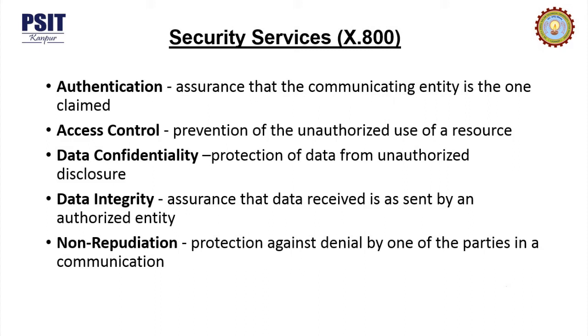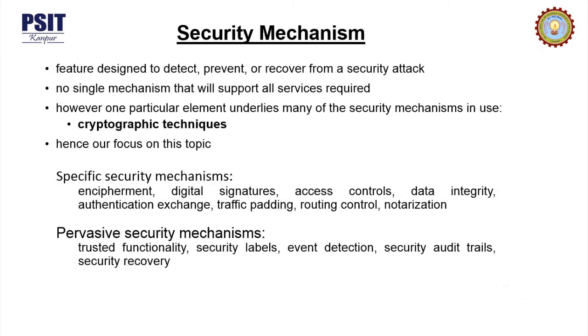Authentication is the assurance that the communicating entity is the one who it claims to be. Access control is the prevention of unauthorized use of resources. Data confidentiality provides protection of data from unauthorized disclosure. Data integrity is the assurance that data received is as sent by an authorized entity. And non-repudiation is protection against denial by one of the parties in a communication, that I have not sent the message or I have not received the message.